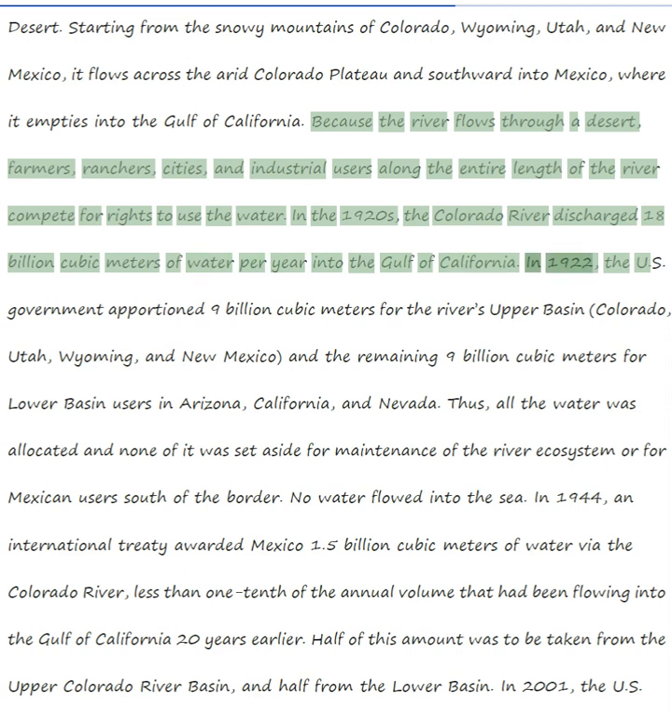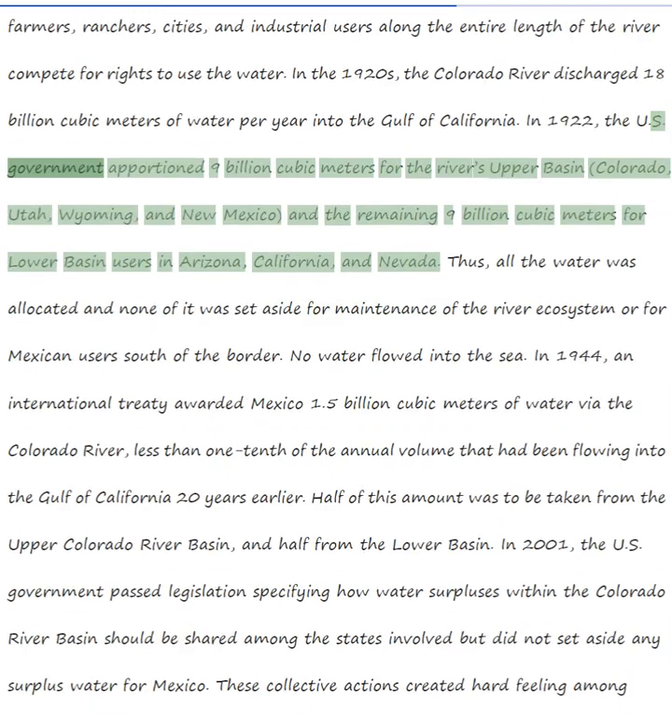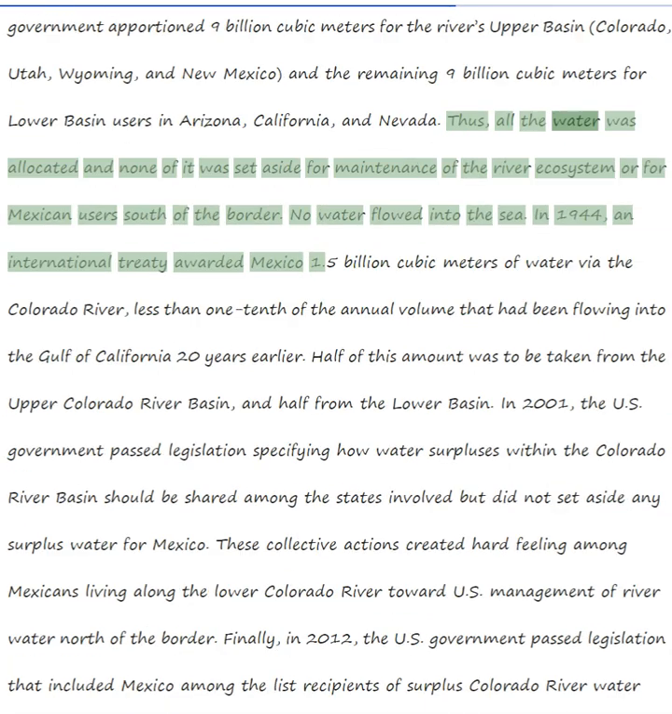In 1922, the U.S. government apportioned 9 billion cubic meters for the river's upper basin and the remaining 9 billion cubic meters for lower basin users in Arizona, California, and Nevada. Thus, all the water was allocated and none of it was set aside for maintenance of the river ecosystem or for Mexican users south of the border.